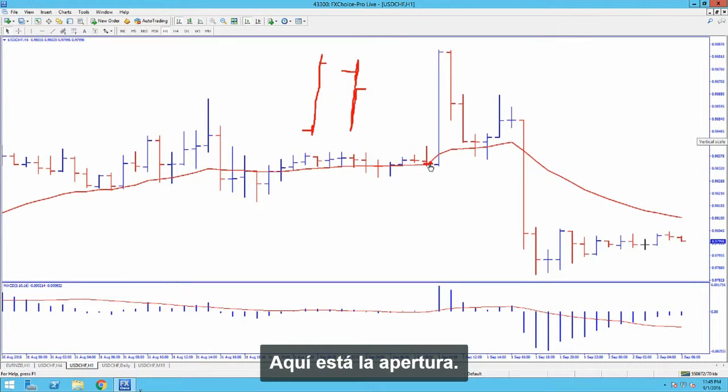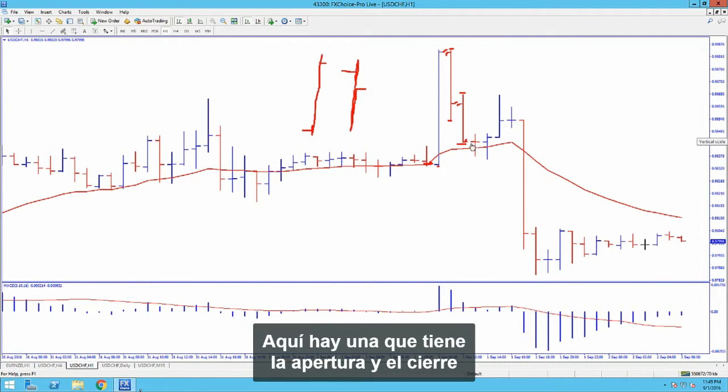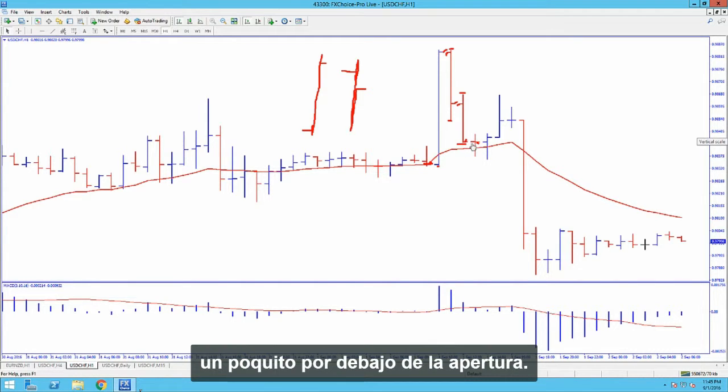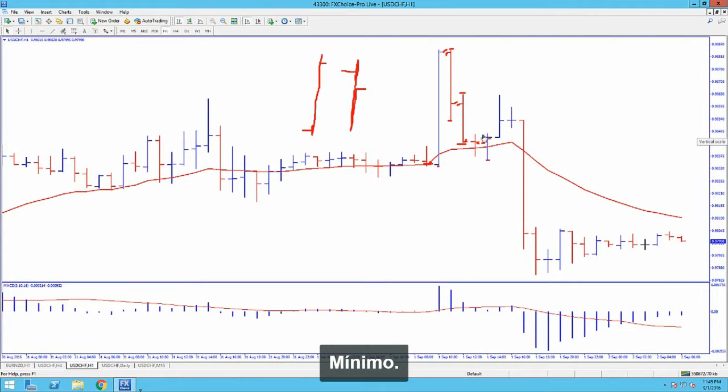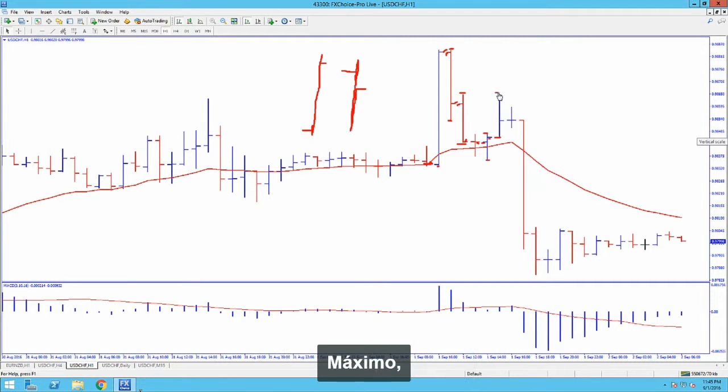Here's the open, here's the low, here's the high, and here's the close. Down bar, here's the open, here's the close, here's the high, here's the low. Try another one. Down bar, open, high, low, close, even though the close is near the low. Here's one that open and close almost exactly alike, but we can see the close is just a tick below the open. Here's an up bar, open, close, low, high. Open was the low, as you can see here, high, and then the close.